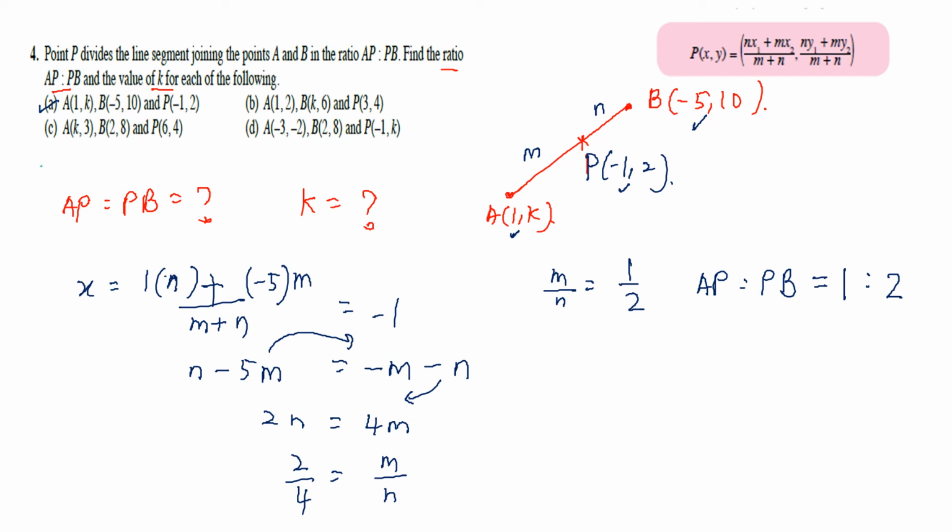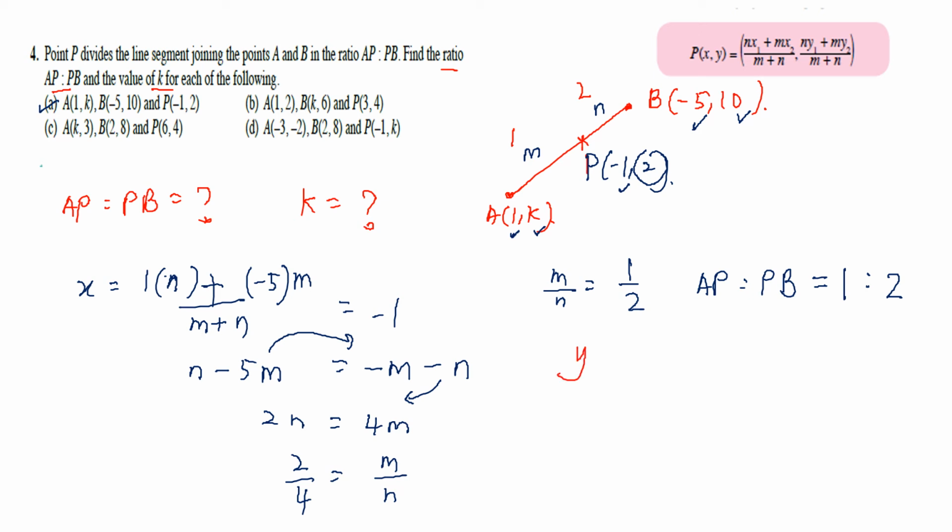Now where is the K? Look at coordinate Y. K is the first Y, then the second Y is 10, and the answer for Y is 2. We already obtained the values of M and N, so we can state here that this is 1 and this is 2. So we use coordinate Y now.